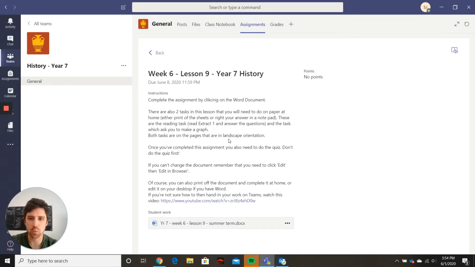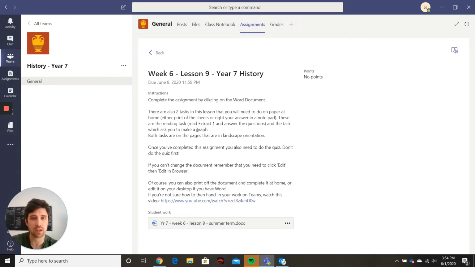Now, as always, there's some instructions here that you need to follow very closely. First of all, complete the assignment by clicking on the Word document. It's a typo there, apologies. There are two tasks in this lesson that you will have to do on paper at home. Now, you could print these out if you wanted to. You could do it on a pad of paper.